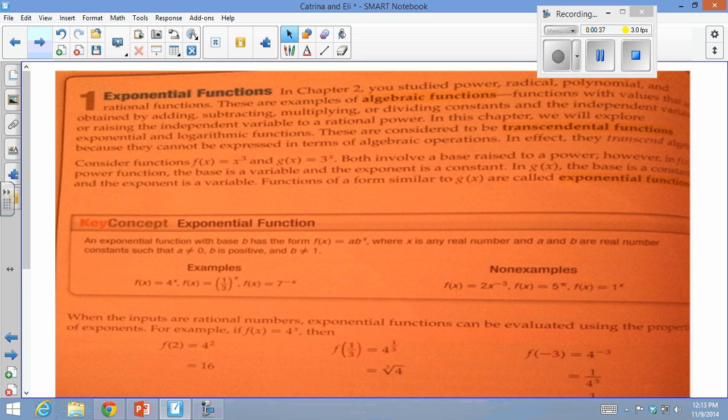The key concept here is an exponential function, base b, has the form f of x equals a times b to the power of x, where x is any real number and a and b are real number constants, such that a does not equal 0, b is positive, and b does not equal 1. Examples include f of x equals 4 to the power of x, 1/3 to the power of x, and 7 to the power of negative x. Non-examples include 2x to the power of negative 3, 5 to the power of pi, and 1 to the power of x, in which all do not have all three properties.